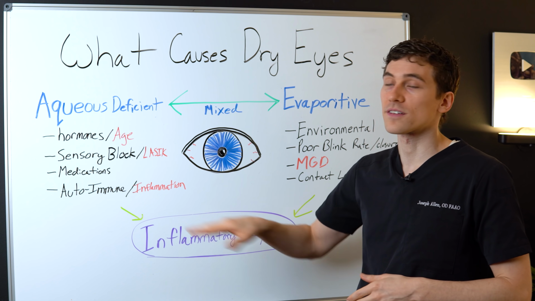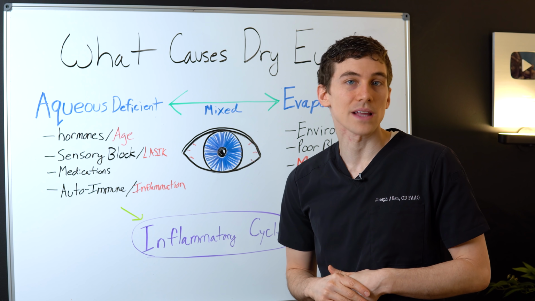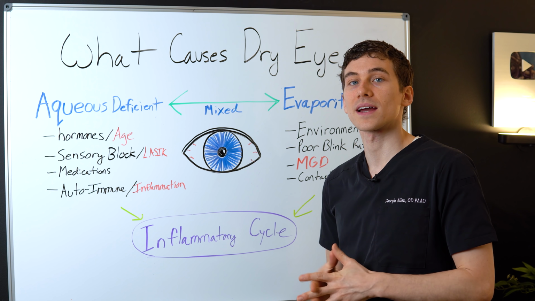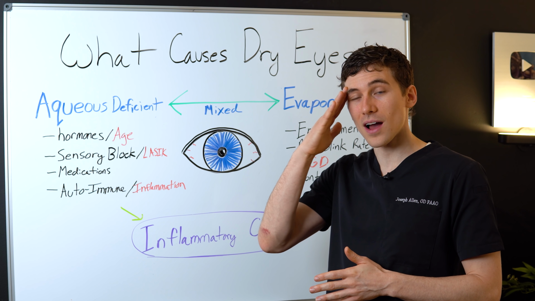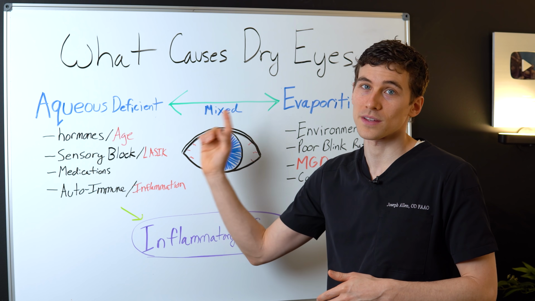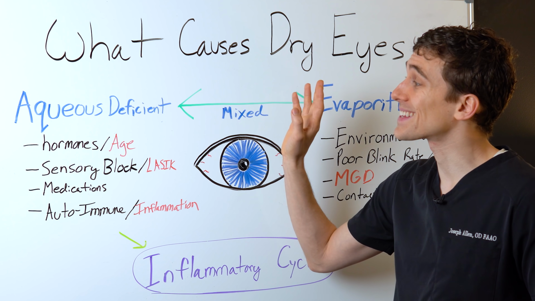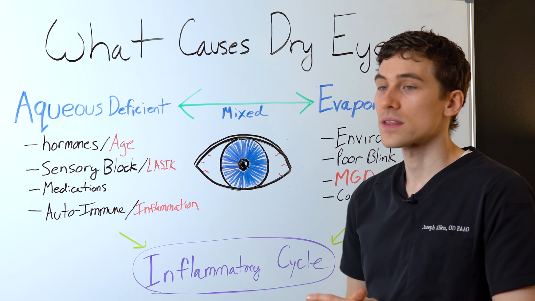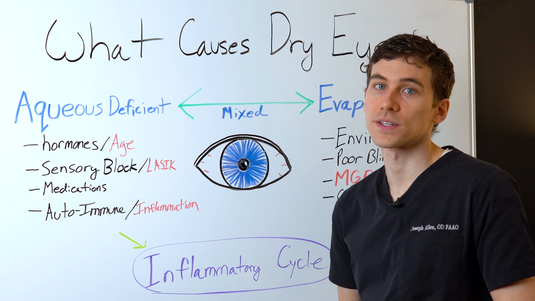The other component are inflammatory causes. This can be things like arthritis, such as rheumatoid arthritis, and this can cause an inflammatory cascade that essentially turns off your lacrimal gland and you don't produce as much tears. This, of course, is not the complete list of everything that causes aqueous deficiency, but these are by far the most common culprits for this condition.